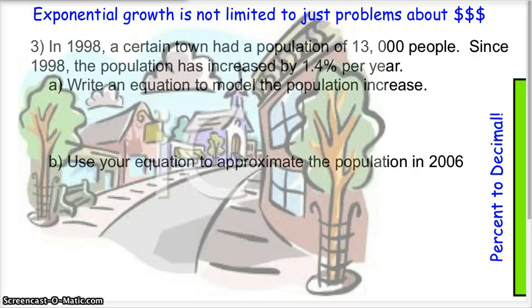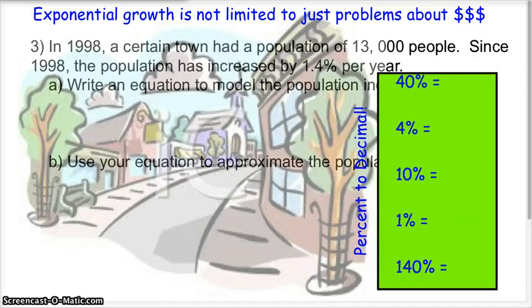Let's refresh our memory as to how to change percents to decimals. Practice these. What would 40% be as a decimal? Remember, it's 40 out of 100. If we divide 40 by 100, it moves that decimal 2 places to the left. 40% would be 0.40. How about 4%?